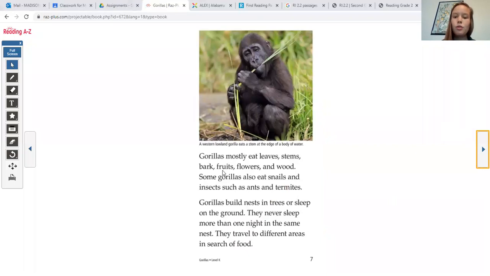Gorillas mostly eat leaves, stems, bark, fruits, flowers, and wood. Some gorillas also eat snails and insects, such as ants and termites. Gorillas build nests in trees or sleep on the ground. They never sleep more than one night in the same nest. They travel to different areas in search of food.